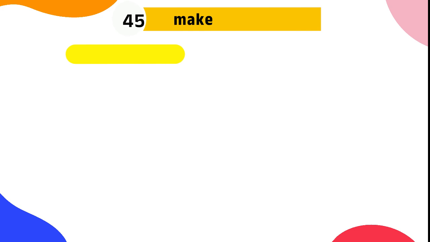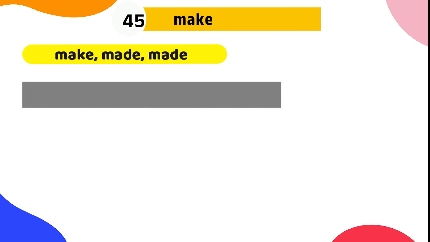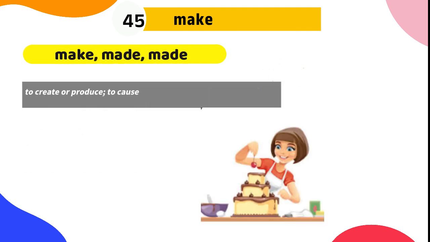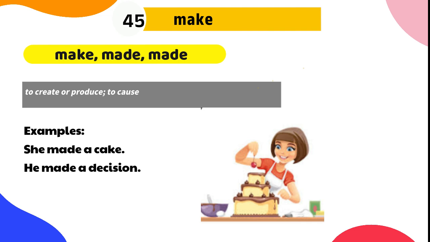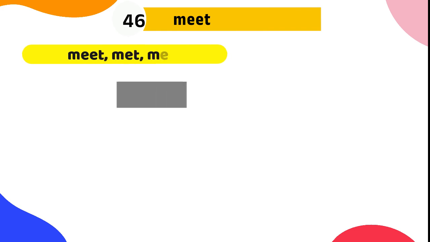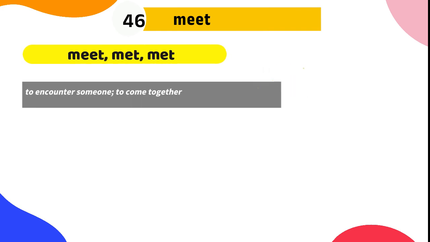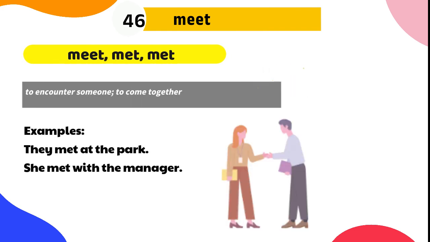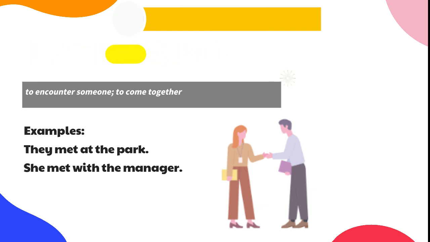Make, made, made. Meanings: to create or produce, to cause. Examples: She made a cake. He made a decision. Meet, met, met. Meanings: to encounter someone, to come together. Examples: They met at the park. She met with the manager.